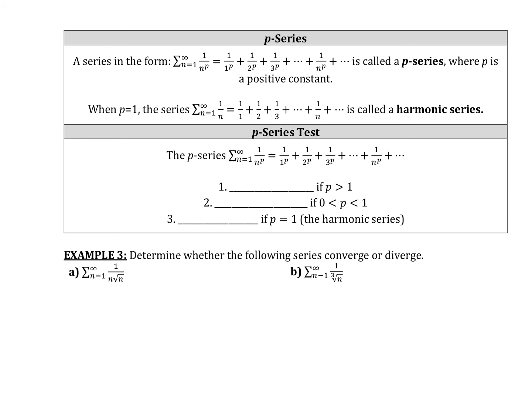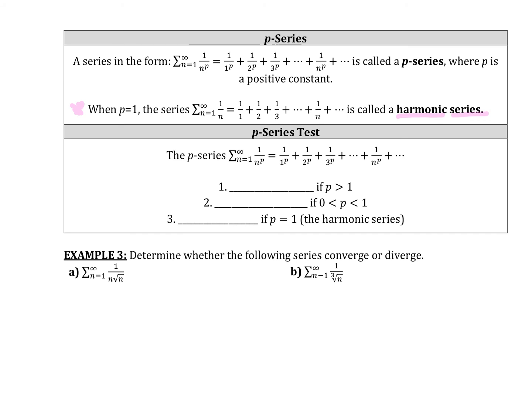We don't know what it is, but it's a positive constant. Now, there is a special case, and it's not necessary to know the name of the special case particularly, but you may see it come up. If p happens to be 1, so we have 1 over 1 plus 1 over 2 plus 1 over 3 plus 1 over 4 plus 1 over 5 plus 1 over, you get the idea. That's called a harmonic series. So that's the definition of a p-series.